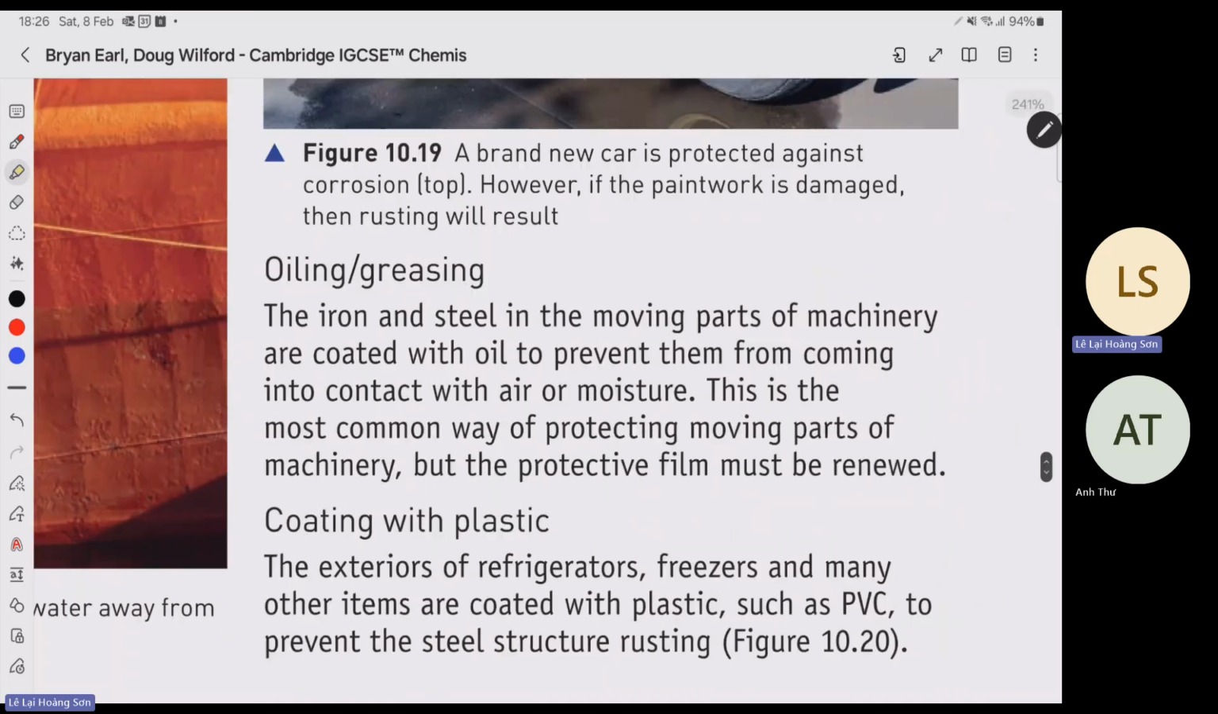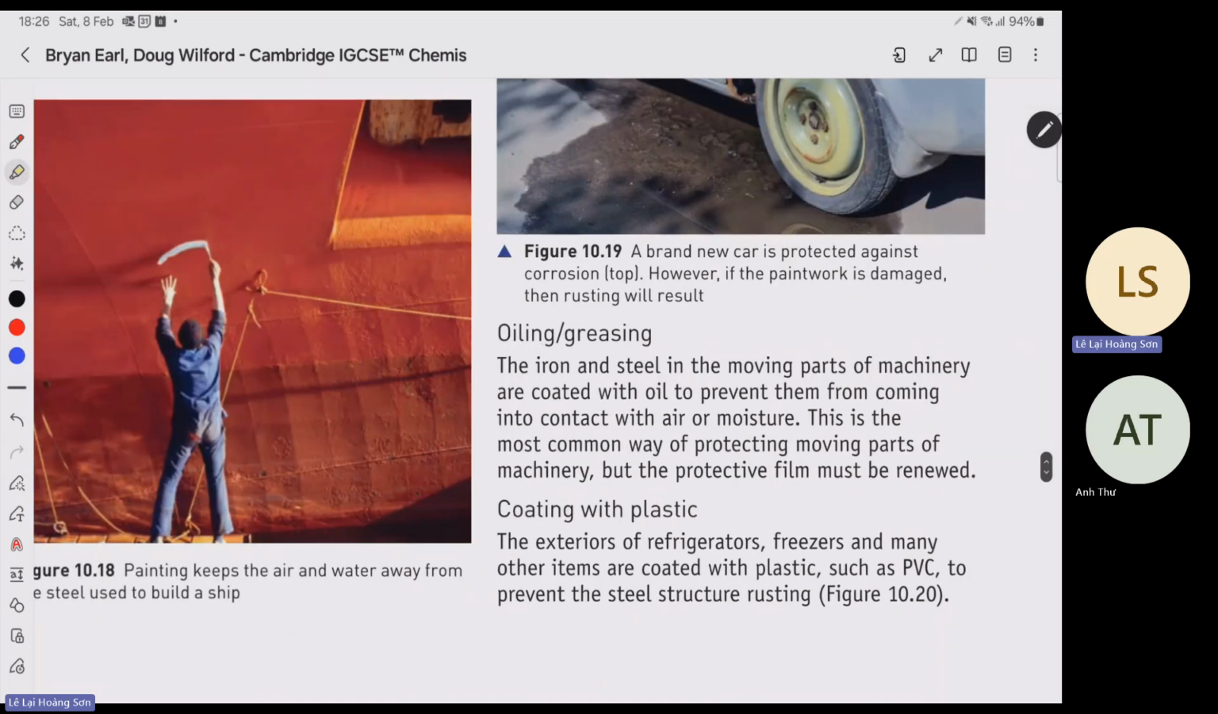The next one is also the same. Instead of using paint, you can prevent rusting by applying oil or grease onto the steel and iron parts. It will basically prevent them from contacting the air and moisture. It's still the same, just forming a physical barrier layer, exactly like painting, but instead of paint, I use oil and grease. Basically the same principle.